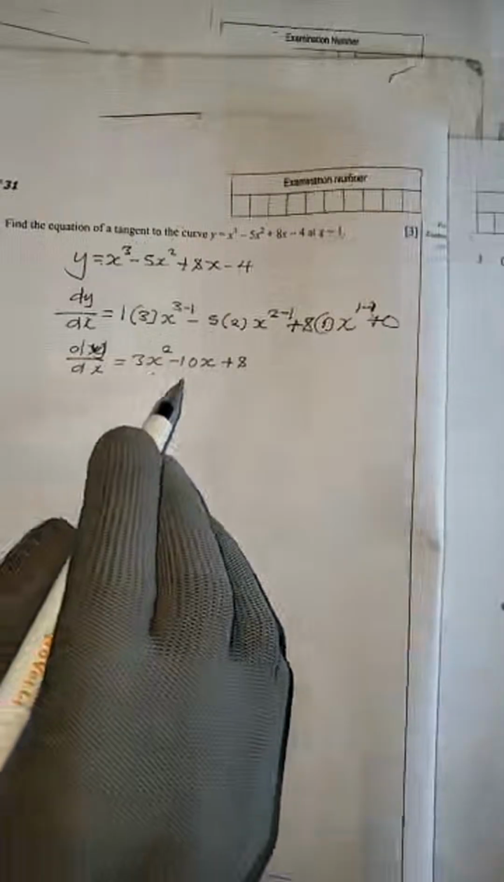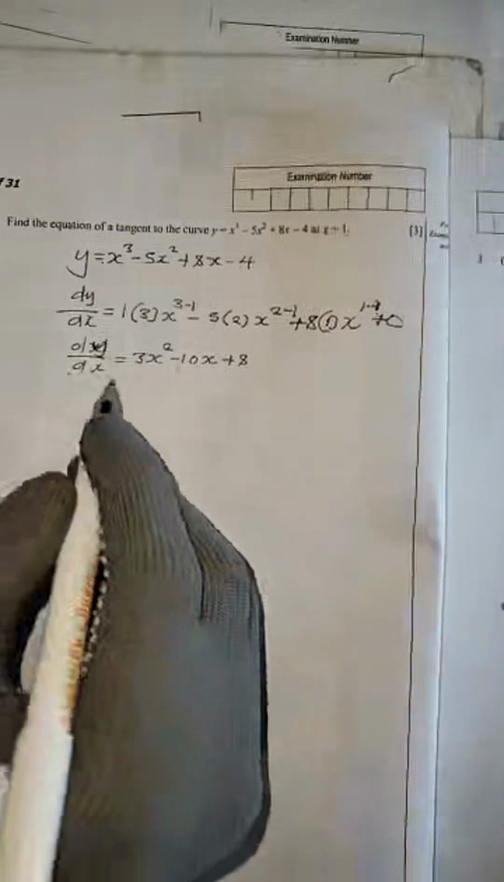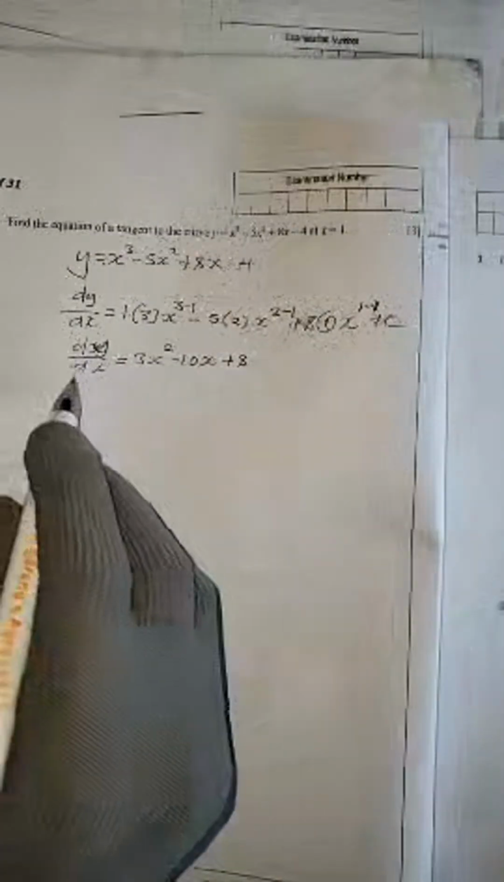Right. So when you reach this stage, where there is this d/dx, we're going to substitute the symbol for gradient, which is m. Then we solve for gradient. 3 times, where there is x, we're going to substitute with the value of x here. I hope you can see. So we're going to say 1 squared minus 10 times 1 plus 8.